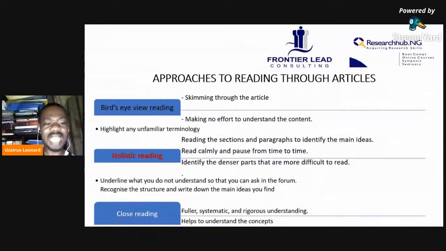Then you underline what you do not understand, so that you can ask, for example, in a forum or in a discourse, or in the research work we are presently doing, you can bring it up in your research group, to ask those questions, that this is what I found, but it seems not to be correct.